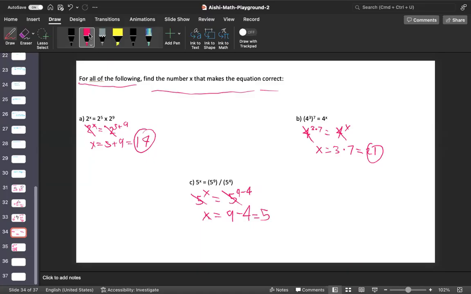Today we'll be doing a quick review of exponents. First question. For all of the following, find the number x that makes the equation correct.